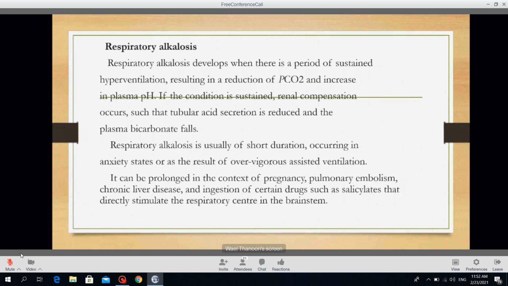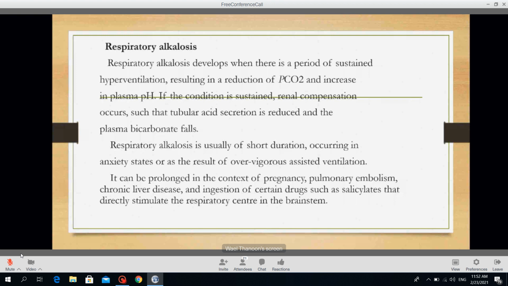Respiratory alkalosis is usually of short duration, occurring in anxiety or as a result of over-vigorous assisted ventilation. For example, we may keep the patient on a ventilator with the setting too high without noticing, and the patient washes out more CO2, ending in respiratory alkalosis. It can be prolonged in the context of pregnancy, pulmonary embolism, chronic liver disease, and ingestion of certain drugs such as salicylate that directly stimulate the respiratory center in the brainstem.